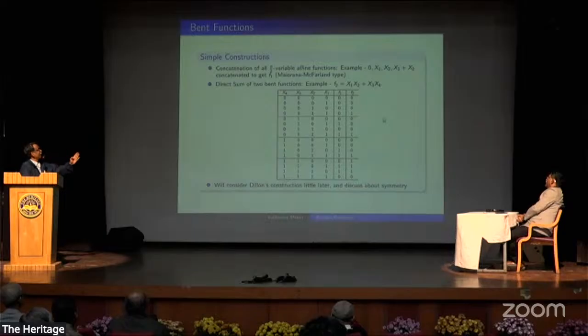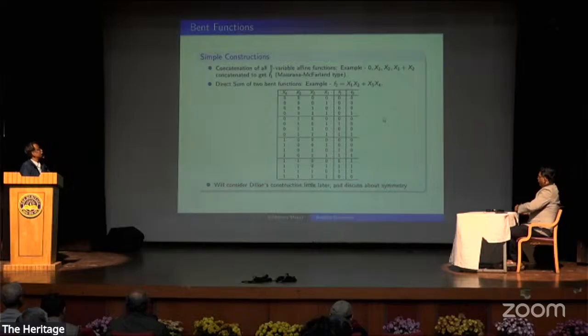And the second thing is direct sum. You take a Boolean function x1, x2, which is the bent function on 2 variables. You take another Boolean function on two variables x3, x4. When you XOR them, the variables are different, so you get a 4-variable function. If you write it down, that would also give you a bent function.